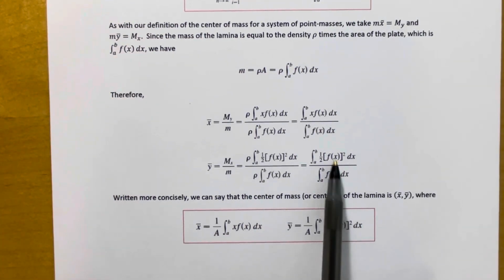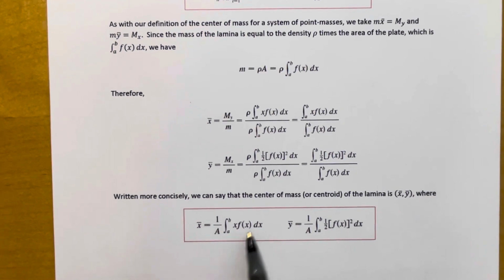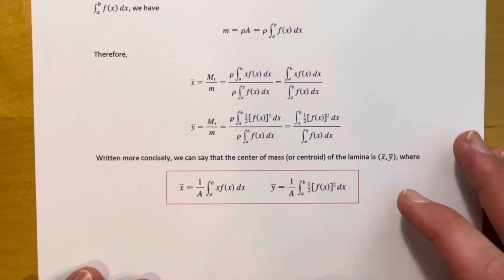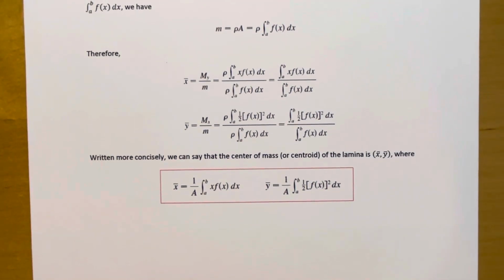I'm going to write this in a simpler form, remembering that the denominator of each one of these is just the area of our region. Let's call the area a capital A. So each of these can be written by instead saying 1 over A times this integral gives me x bar, 1 over A times that integral gives me y bar. Okay, this video has gone on a little bit longer than I wanted it to go, so I'm going to stop here, but then we'll look at some examples in the next video.